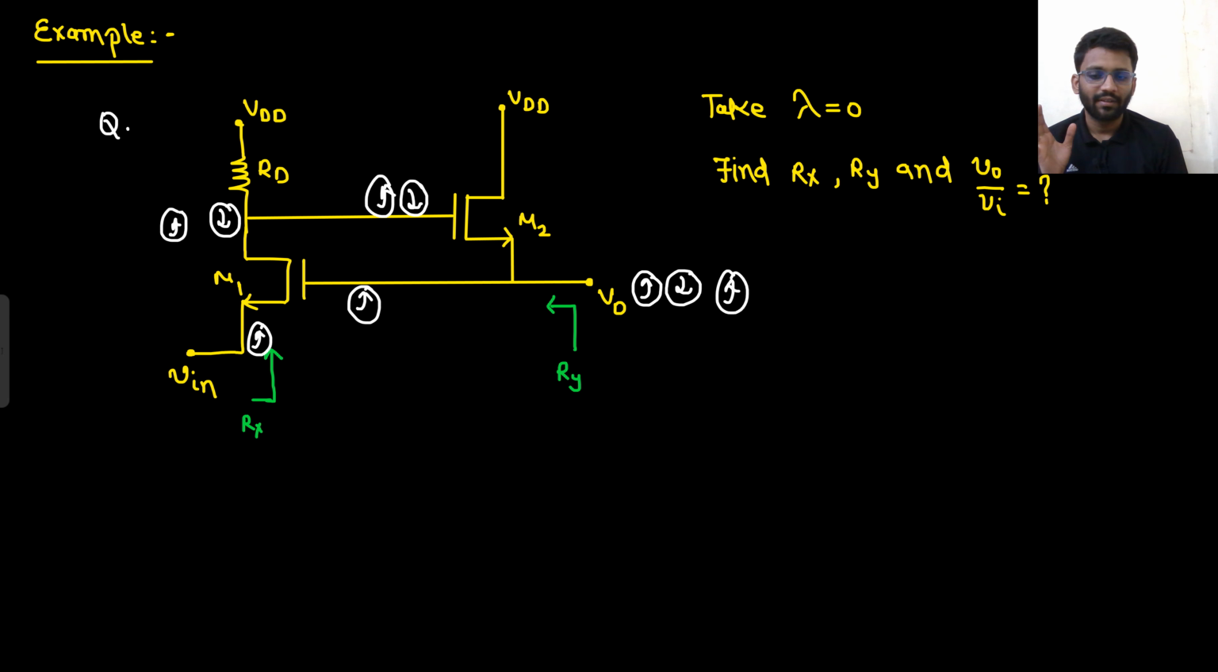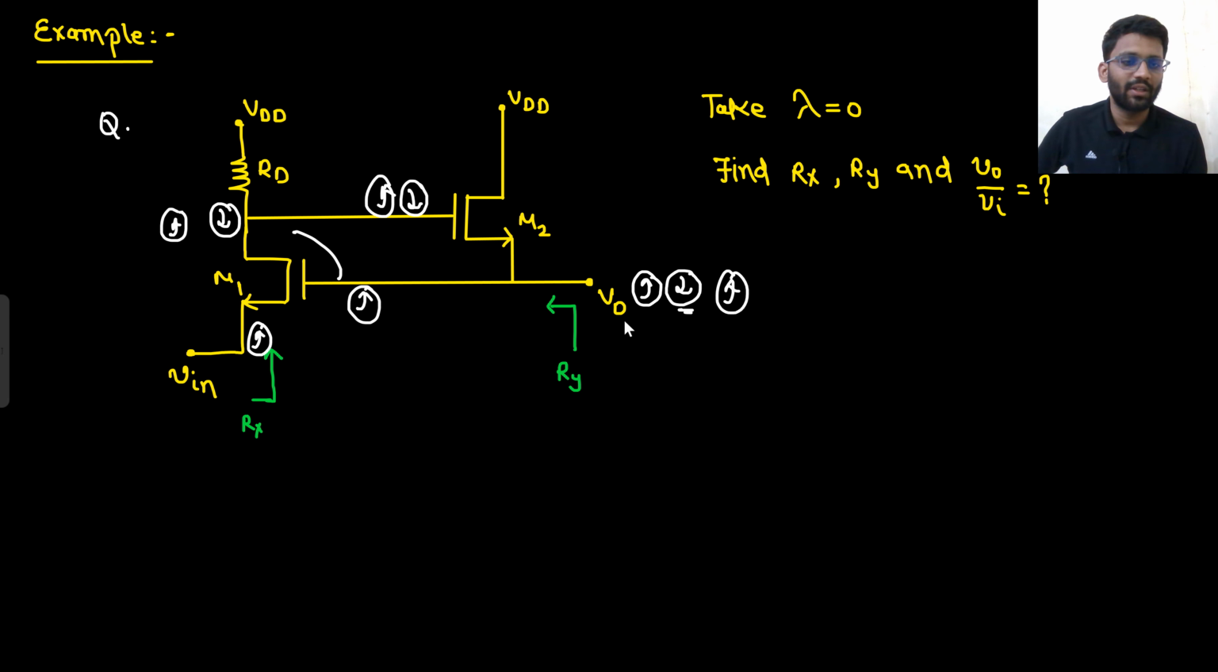Are you getting my point? In the first case, what did we do? We increased V node. If V node is increasing, this node will decrease, because that is common source. From gate to drain there is always 180 degree phase shift. So if this increases, this will decrease. This will also decrease, because from gate to source there is no inversion. So if I try to increase V node, my final V node is decreasing. So that means there is negative feedback.